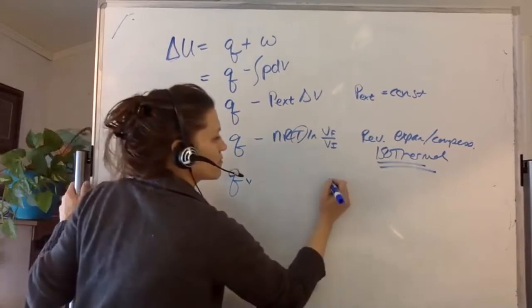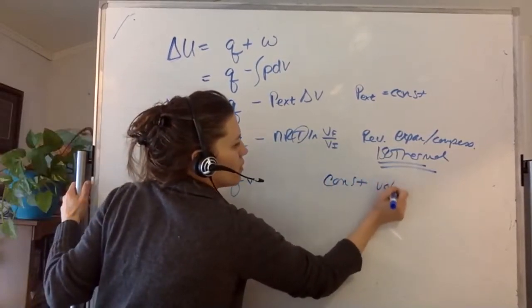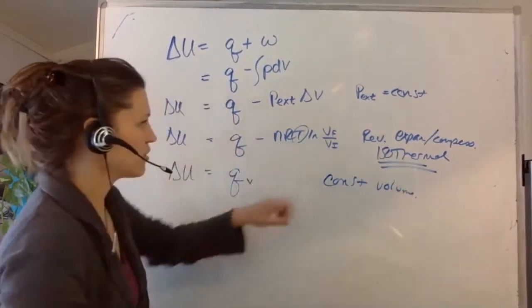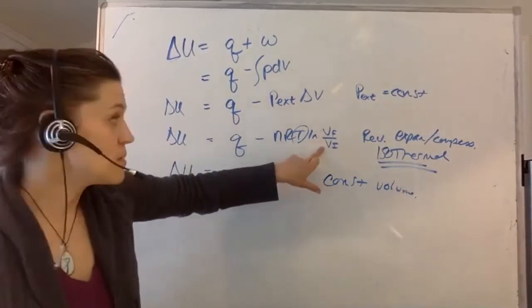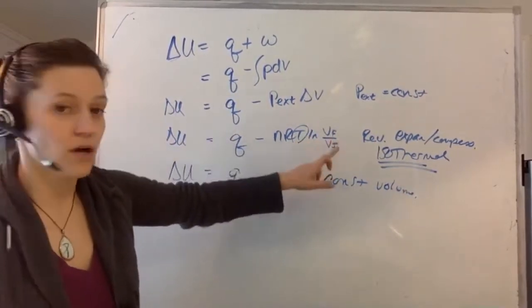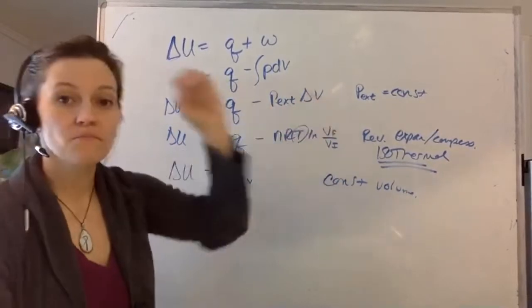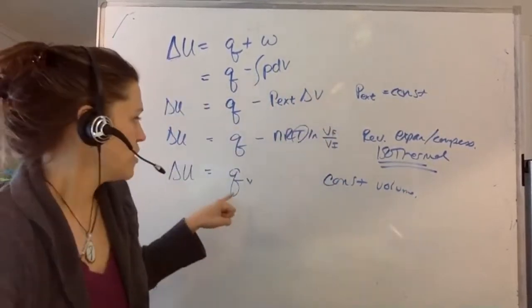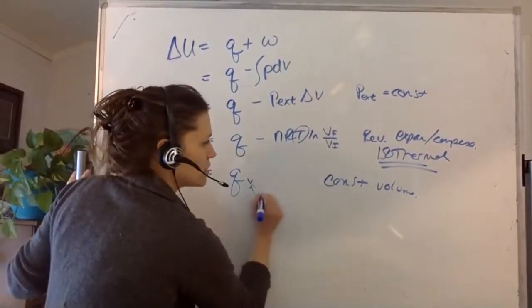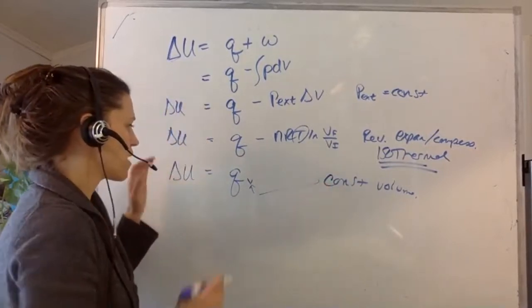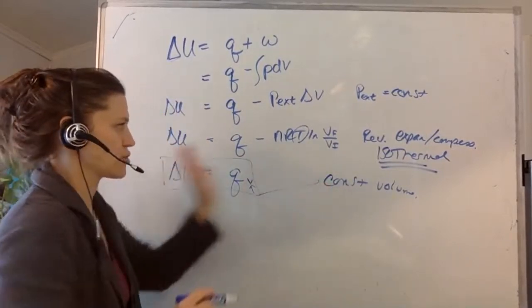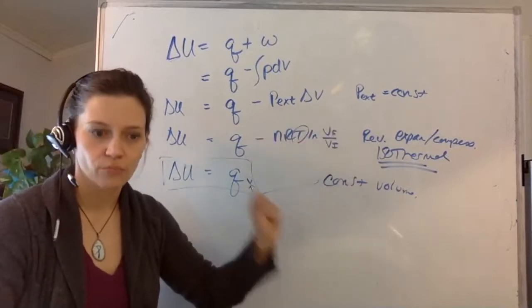But in each case, we can also say that delta U is equal to just Q if the volume is constant. Because if it's constant volume, VF and VI are the same, which means this is the log of 1. Log of 1 is 0, or delta V is 0, for no change in volume. So this indicates constant volume. And so now we can explore how the internal energy changes when we don't have any work component.